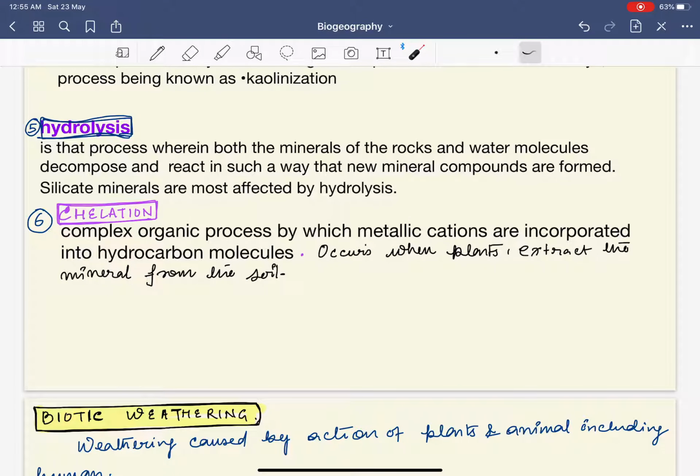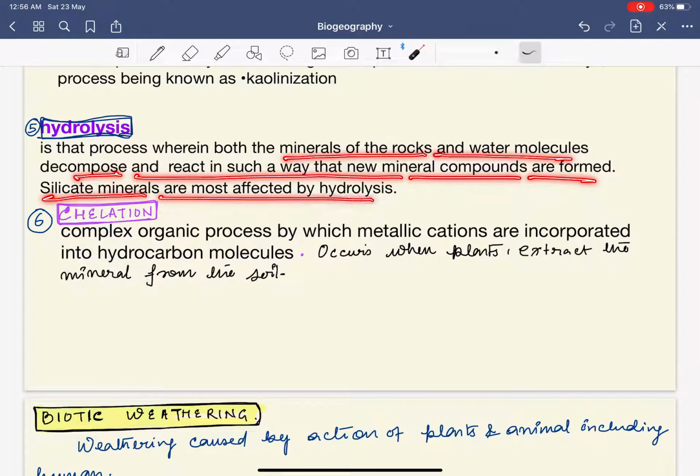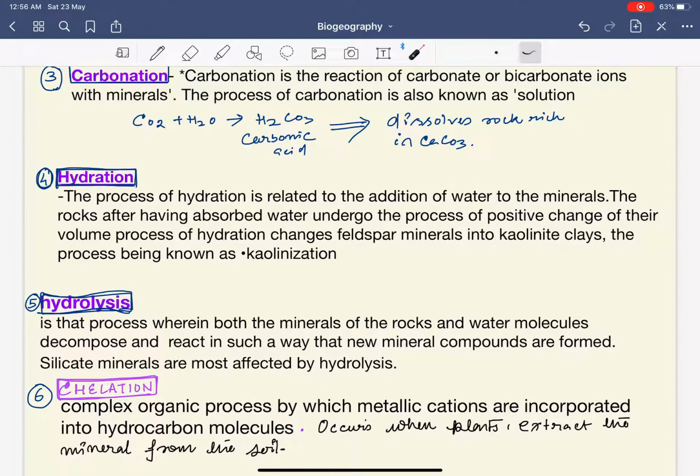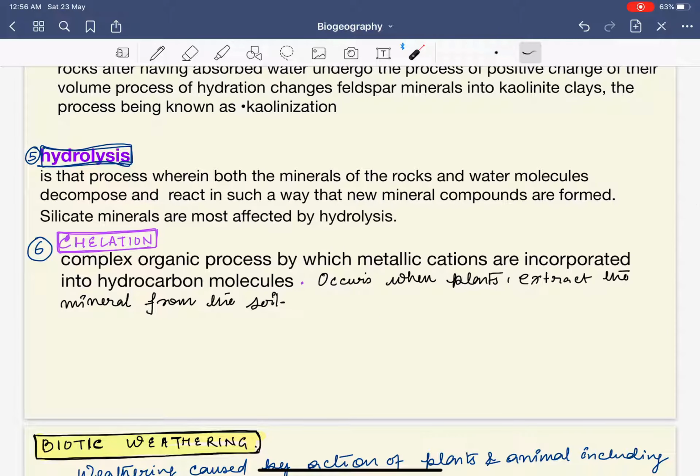Next, hydrolysis is the process where both minerals of the rock and the water molecule decompose and react in such a way that new mineral compounds are formed. Silicate minerals are most affected by this hydrolysis. See, in hydration, no new minerals are formed, but in hydrolysis, a new mineral is forming, resulting in disintegration.